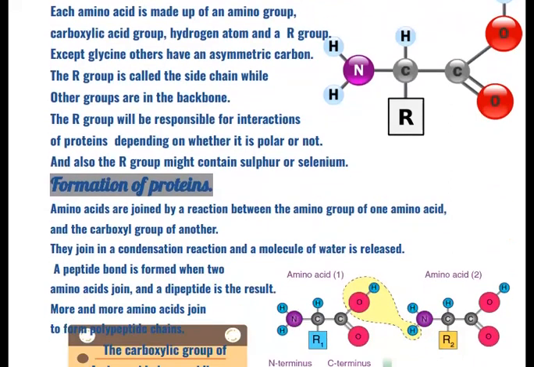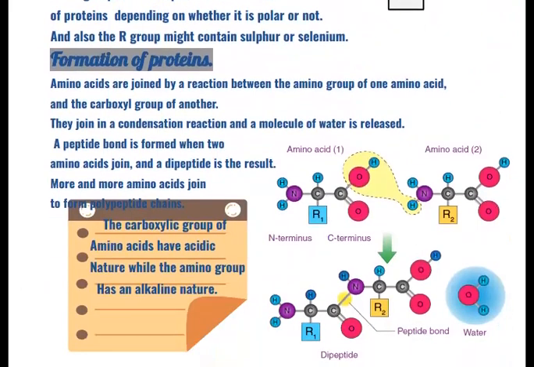Formation of proteins. Amino acids are joined by a reaction between the amino group of one amino acid and the carboxyl group of another. They join in a condensation reaction, and a molecule of water is released. A peptide bond is formed when two amino acids join, and a dipeptide is the result. More and more amino acids join to form polypeptide chains.